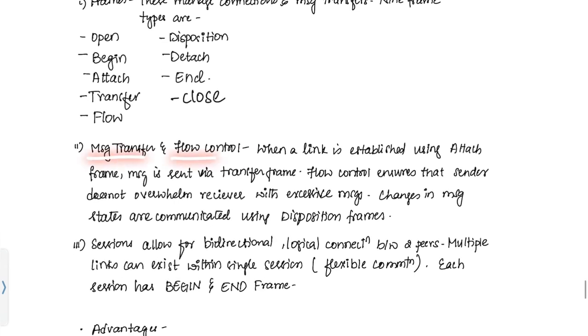Next we have message transfer and flow control. Whenever a link is established using the attach frame, a message is sent via the transfer frame. Flow control will ensure that the sender does not overwhelm the receiver with excessive messages. Only when the transfer frame or attach frame works properly and acknowledgement is received can a further response be generated. To avoid overwhelming or excessive message sending, we make use of proper flow control. Changes in message states are communicated via disposition frames.